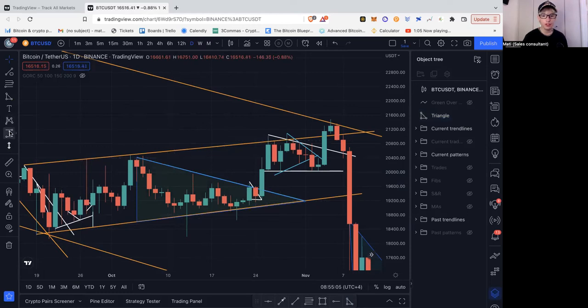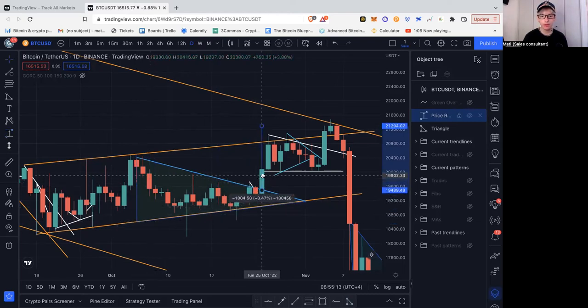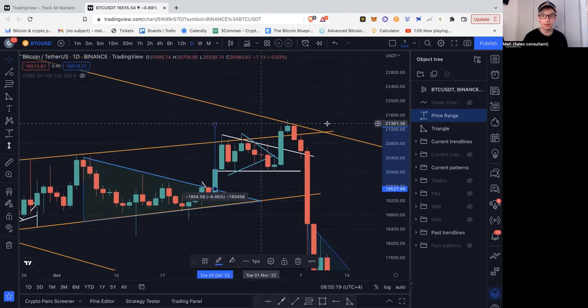And if we measure the breakout for the target of this triangle, right? So the breakout was here, and we can see the target was exactly reached right here at around $21,361. Around that level, the target was reached.